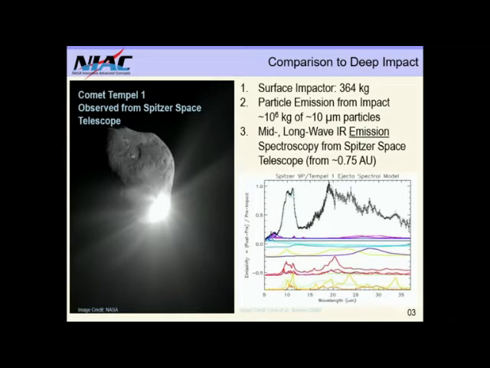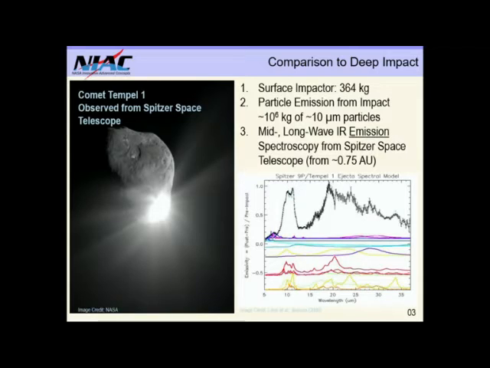Temple 1, right, the Deep Impact mission, sent an impactor into the comet. That impact produced about 10 to the 6th kilograms of particles, mostly in the 10 micron size range. And then they used the Spitzer Space Telescope at 3/4 of an AU to look at the mid and long wave infrared emission spectrum of those particles, right?